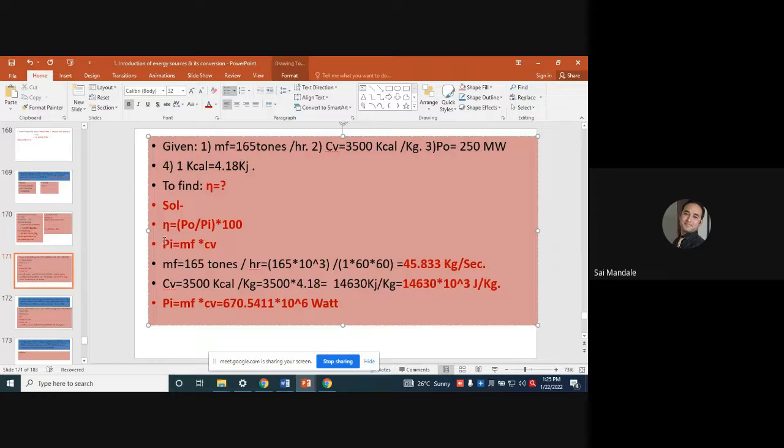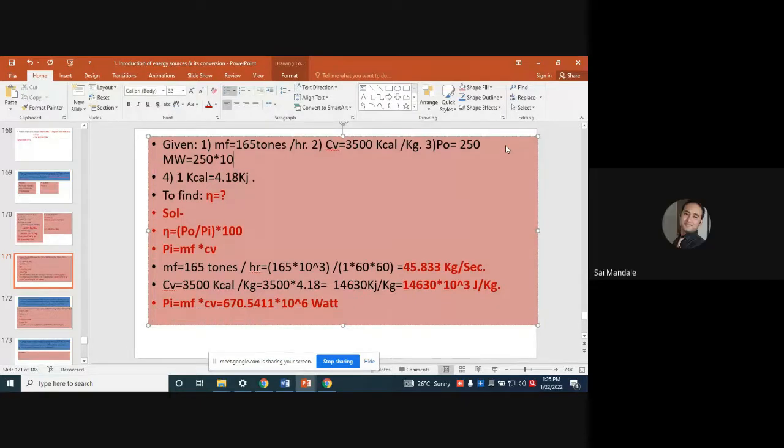Now what are we going to calculate? If we have power input, now we need power output. Do we have power output? Yes, we do have power output over here, but it is in megawatt. So we have to convert it into watt. Let me convert it over here only. 250 megawatt is equal to 250 into 10 raised to 6 watt. Very good.